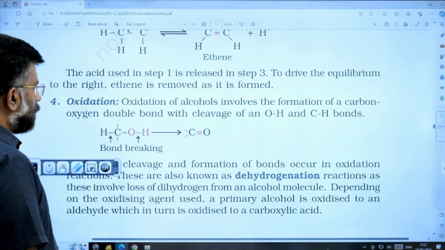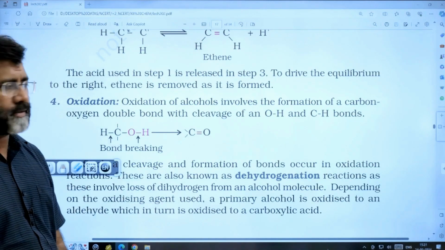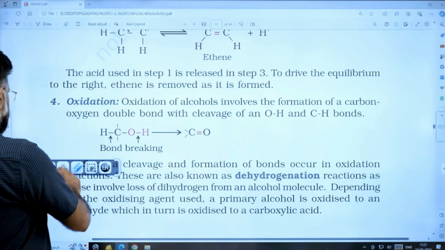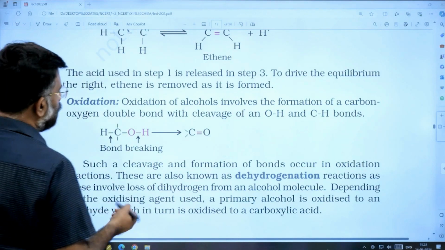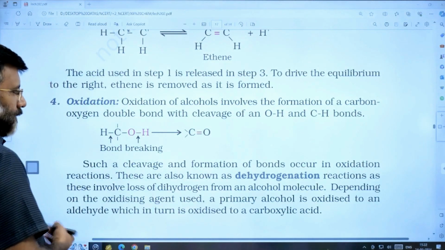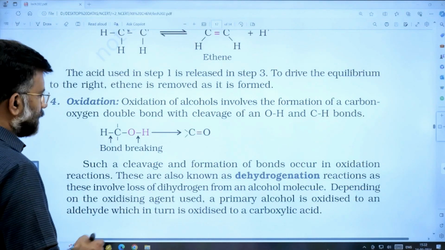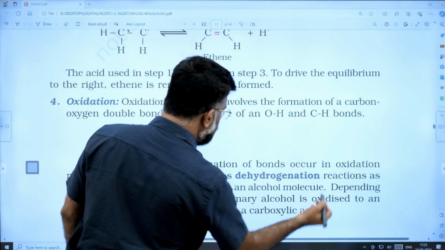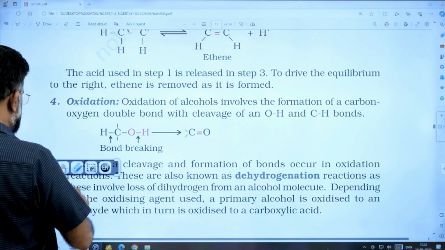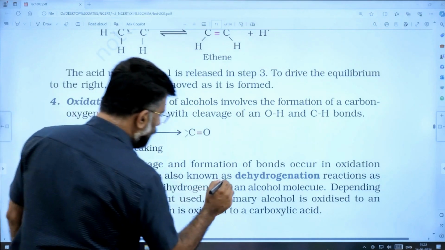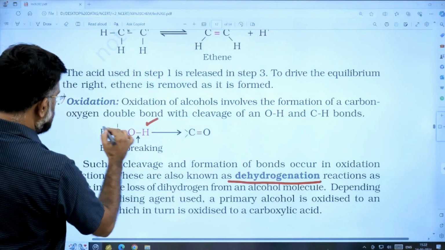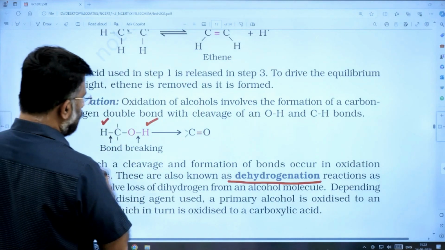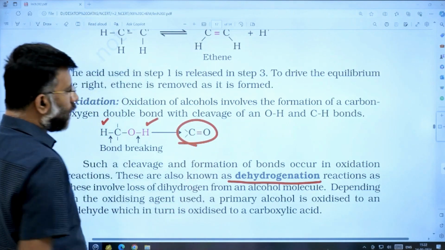Next is oxidation of alcohol. Oxidation of alcohol means basically removal of hydrogen. It is in fact a dehydrogenation process. This is alcohol. This hydrogen and this hydrogen are removed, and what you get is a carbonyl compound.